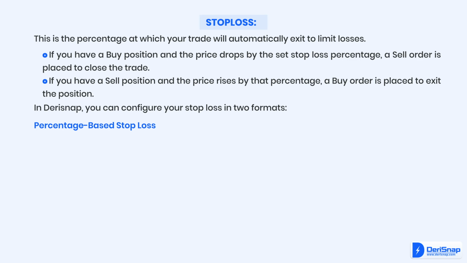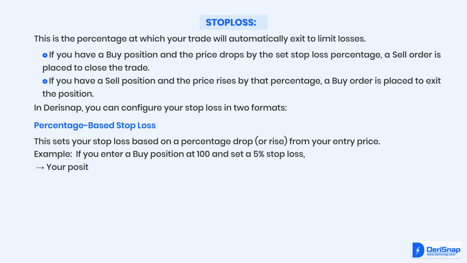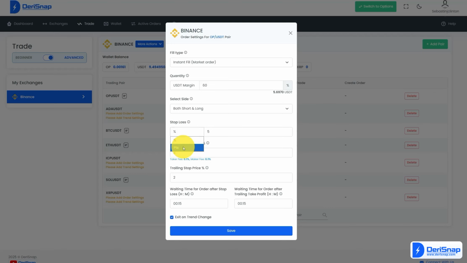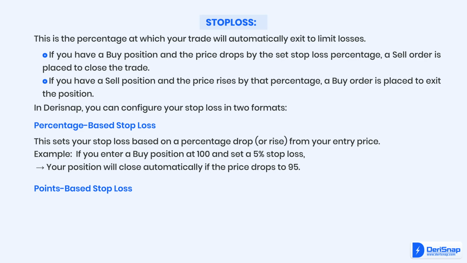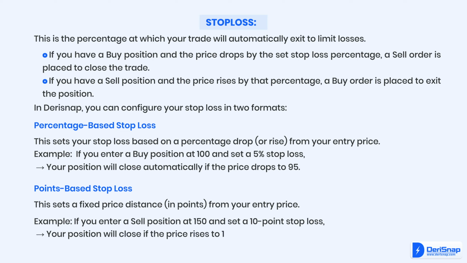Percentage-based stop loss. This sets your stop loss based on a percentage drop, or rise, from your entry price. Example. If you enter a buy position at 100, and set a 5% stop loss, your position will close automatically if the price drops to 95. Points-based stop loss. This sets a fixed price distance, in points, from your entry price. Example. If you enter a sell position at 150, and set a 10-point stop loss, your position will close if the price rises to 160.